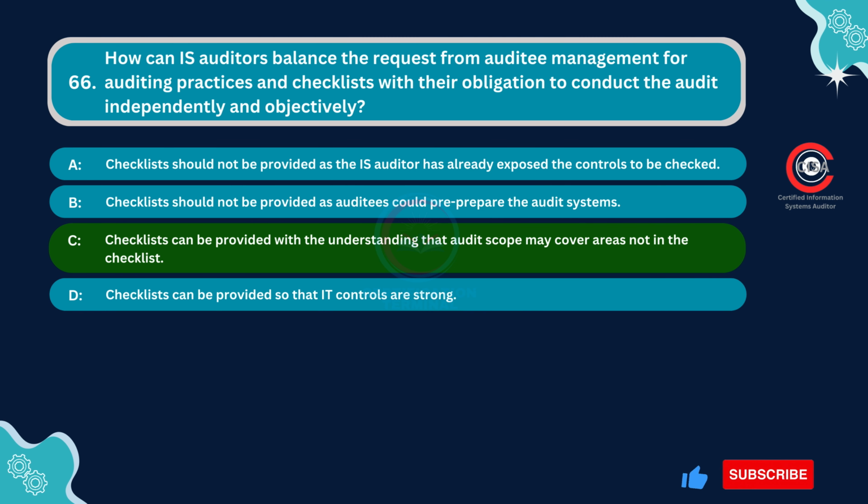Checklists can help identify common control deficiencies, but they shouldn't limit the audit scope. Auditors should use a risk-based approach to tailor the audit to the specific organization's vulnerabilities. New threats and vulnerabilities emerge constantly. Checklists might not capture every relevant control. Auditors need the flexibility to address these unforeseen issues.